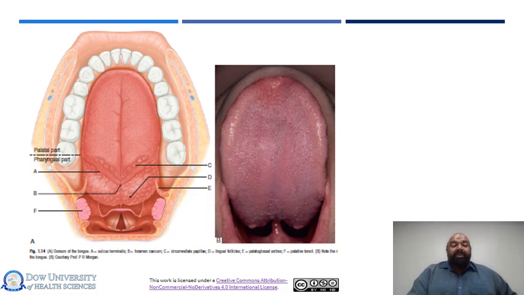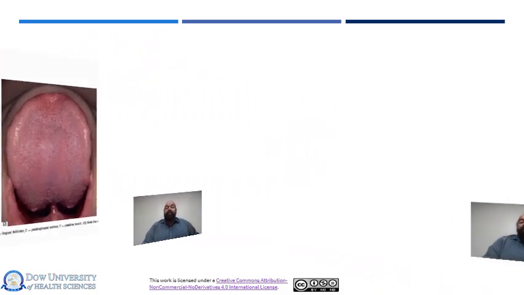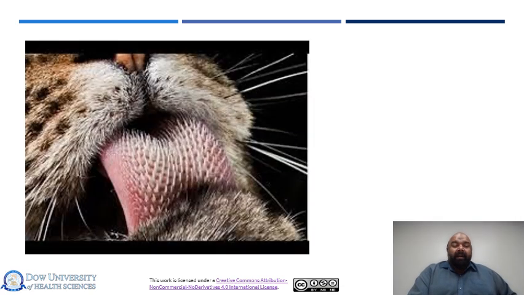Now this picture shows us the structure of the tongue and the clinical significance of the different taste buds that are present. The anterior two-thirds of the tongue has different innervation as compared to the posterior one-third of the tongue. And just to make it interesting, this is the tongue of a tiger, and as you can see here, it has very elongated filiform papillae.